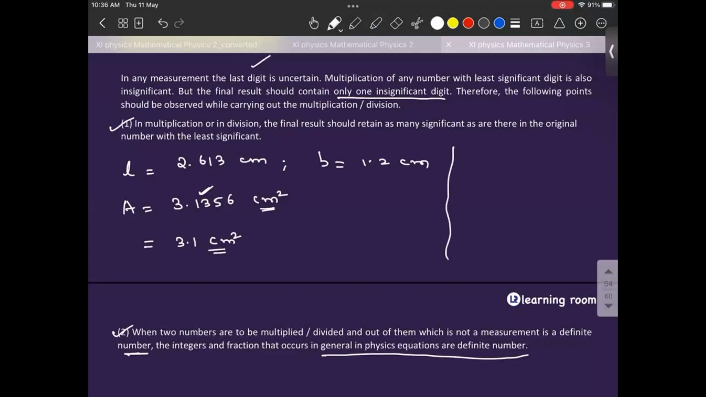Similarly, there will be another situation where you will be asked to calculate the density. So density will be equal to mass divided by volume. Where mass is given to a certain number of decimal places and volume is given to a certain number of decimal places, you divide them and you get a final output.